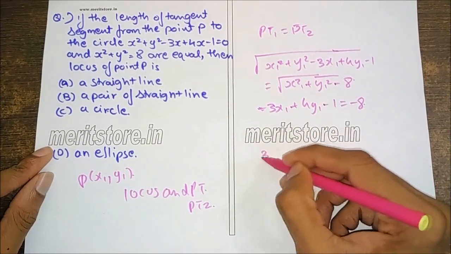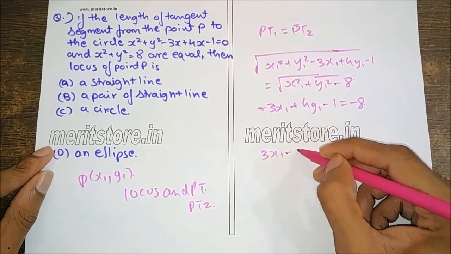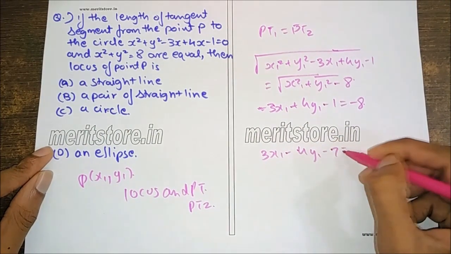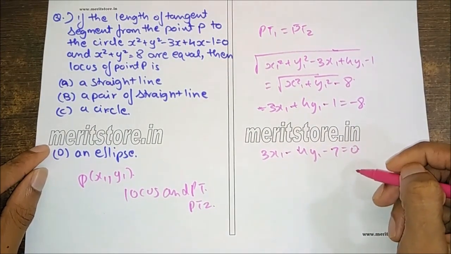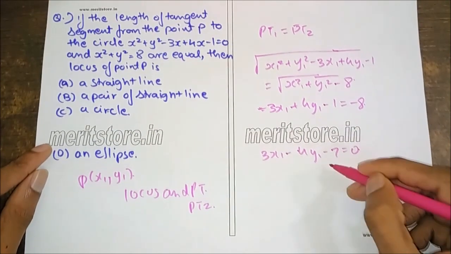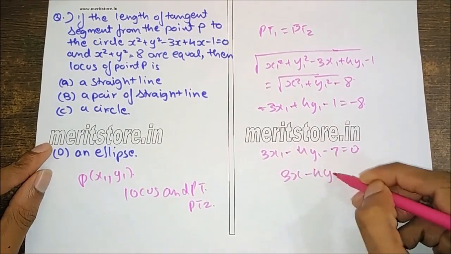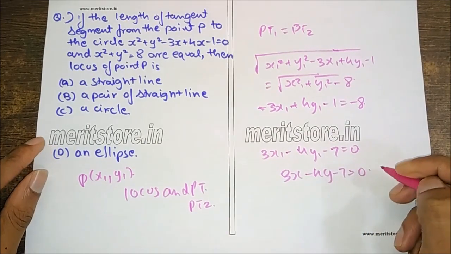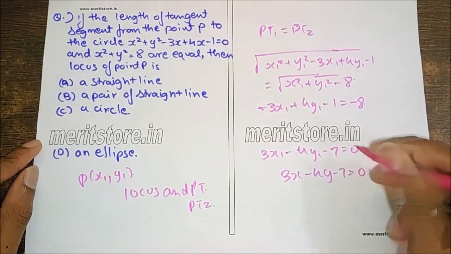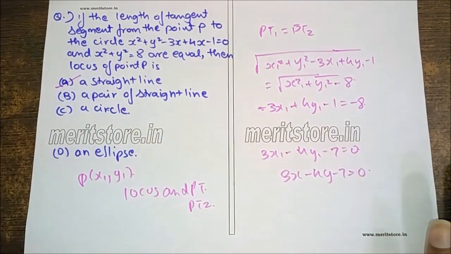Further, we solve, we get 3x1 minus 4y1 minus 7 is equal to 0. The locus of P(x1, y1), that is 3x minus 4y minus 7 equal to 0, is a straight line. Therefore, option A is the correct answer.